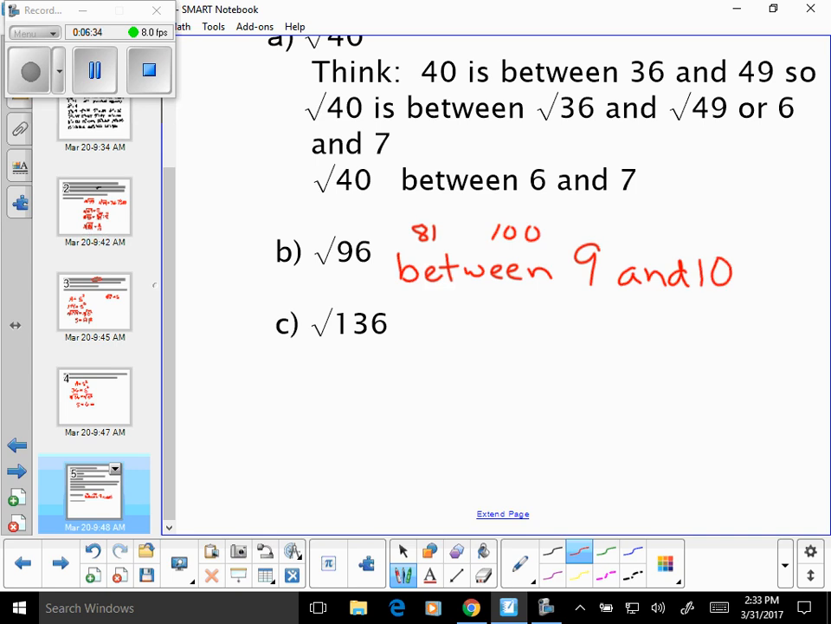Let's look at C. The perfect square that is smaller than 136 is 121. The one that's larger is 144. So the square root of 136 has to be between there. So it will be between 11 and 12.